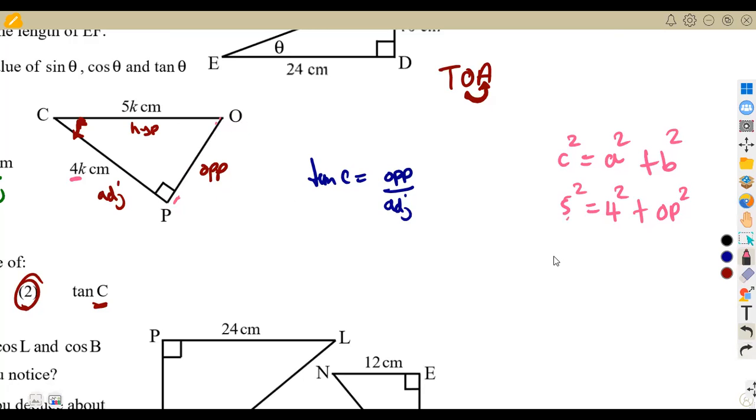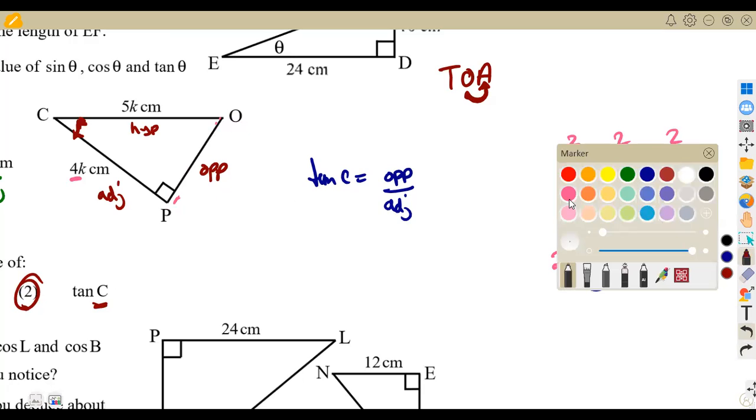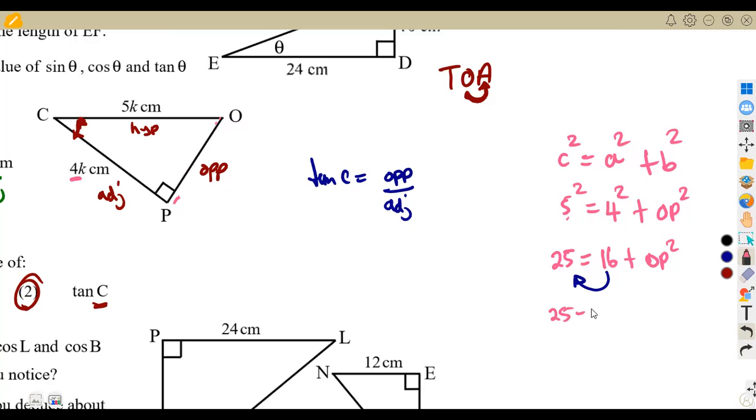So that's 5 squared, which is 25, is equal to 4 squared, 4 times 4, which is 16, plus OP squared. So you're going to transpose 16 to the other side. That means we are going to subtract: 25 minus 16 is equal to OP squared. Remember, that's an equation that you are now having. You are now solving an equation in that case.